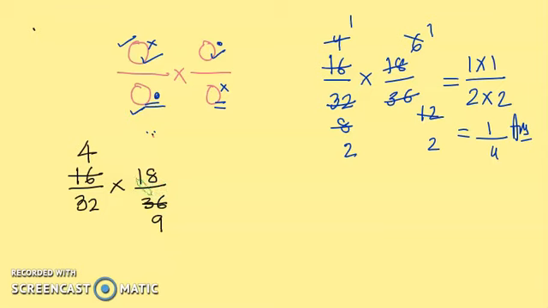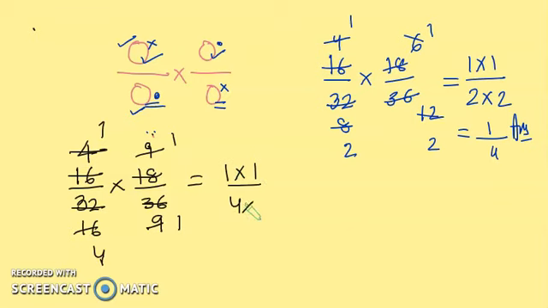18 divided by 2 gives you 9. Similarly 32 divided by 2 gives you 16. Now this is 9 and this is 9, so you can cancel by 9. 9 divided by 9 gives you 1. Similarly, you can cancel 4 and 16. 4 divided by 4 gives you 1. 16 divided by 4 gives you 4. So you are finally getting the answer 1 times 1 over 4 times 1, that is 1 by 4.